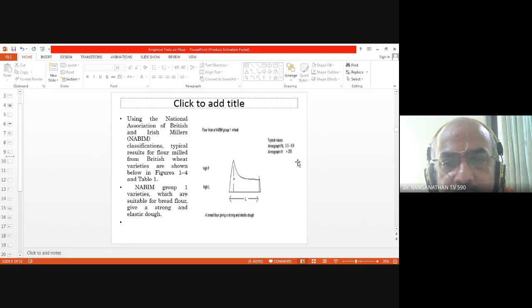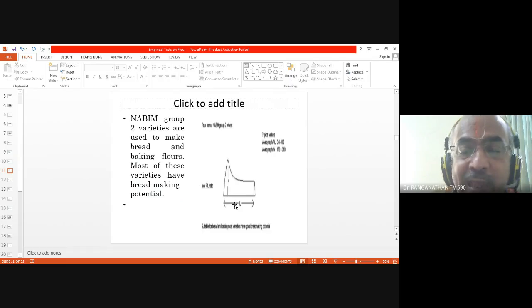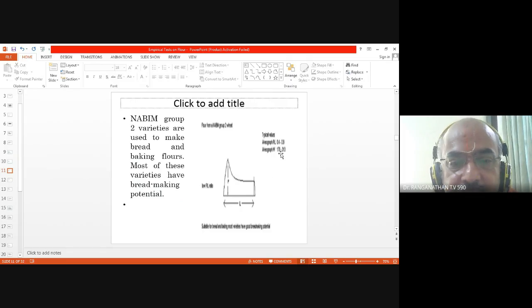Now, some of these readings you are supposed to memorize or note. The National Association of British and Irish Millers have classified based on the P by L and the alveograph reading. The first grade is one where the P by L is 0.5 to 0.9. Now this is the maximum possible. The second variety is 0.4 to 0.8, slightly less, and the alveograph reading is 170 to 310. This again has good bread making potential.